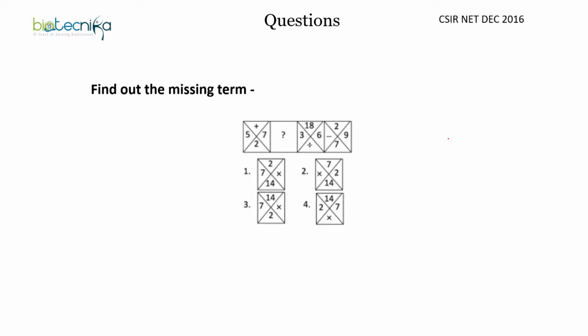In this particular question, we have to find out the missing term. हमें missing term find out करना है. Here we see the first picture is showing 5, 7, 2, 9. The second one is 3, 6, 18. The third is 2, 7, 9.